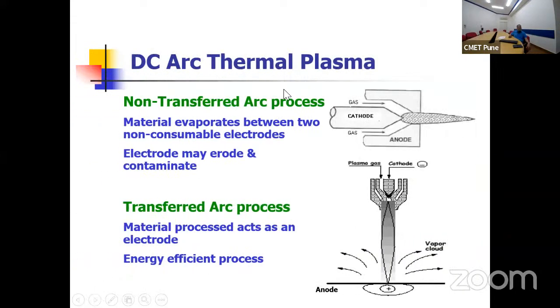DC arc thermal plasma is again divided into the non-transferred arc plasma process and the transferred arc plasma process. In the non-transferred arc plasma process, whatever material you want to process is passed between the anode and cathode, which are non-consumable electrodes. The disadvantage here is that the electrode may erode or contaminate the material going through it. Transferred arc plasma means the material you want to synthesize works as the anode, and it is a more efficient process.